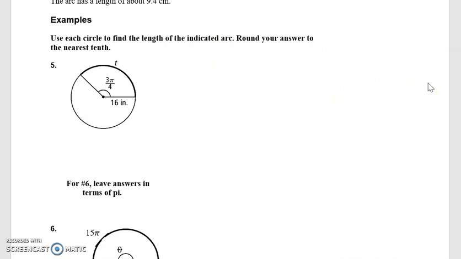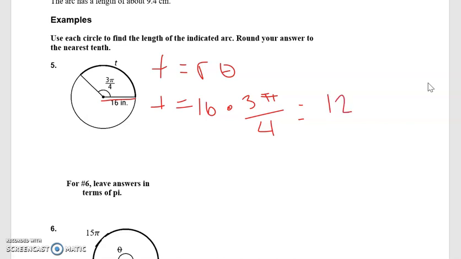Okay, use each circle to find the length of the indicated arc, round your answer to the nearest tenth. So t is our arc, so t equals our theta. Okay, we want to know what t is. We know our radius is right here, 16 inches, times theta, that's our 3 pi over 4. And for this one, you literally just multiply them. 16 divided by 4 is 4. 4 times 3 is 12, so 12 pi is our answer. It says round to the nearest tenth. So if you plug 12 pi into the calculator or Google, it will give you 37.7. And that's your answer.